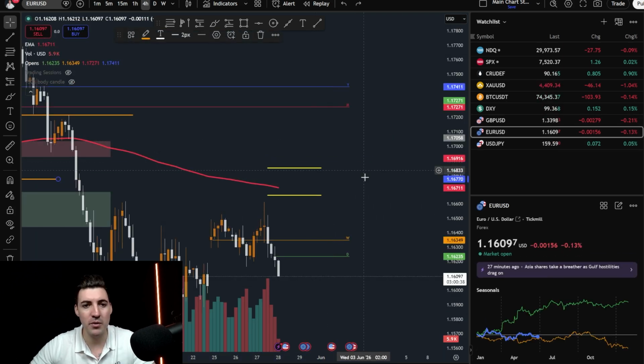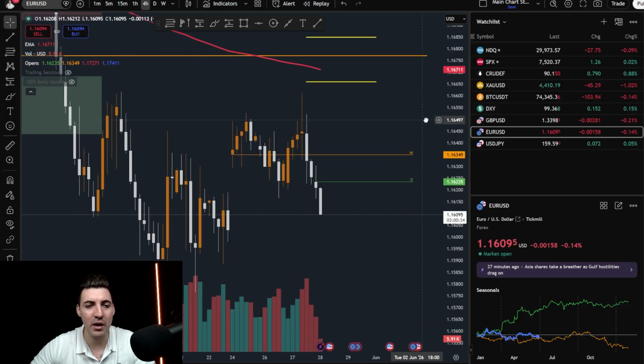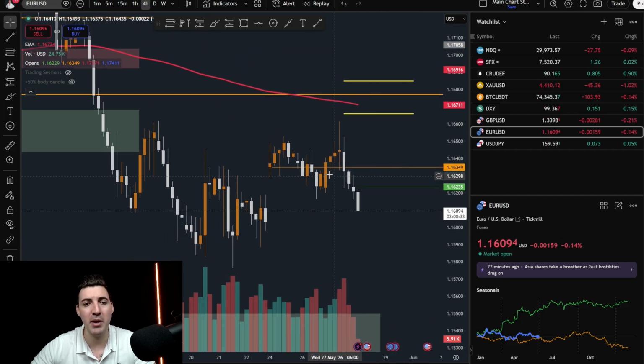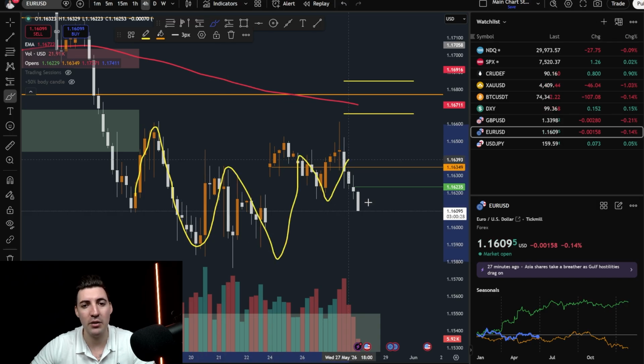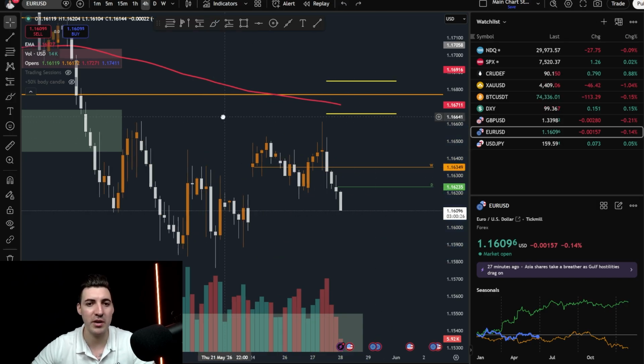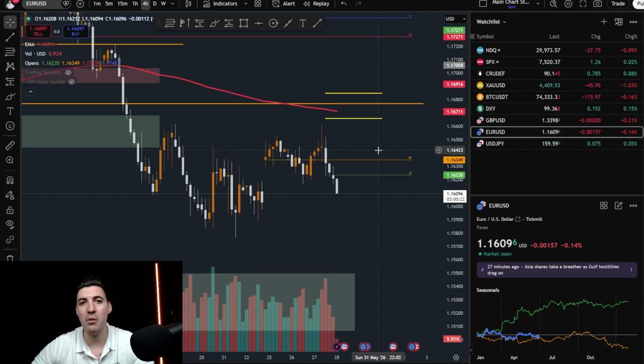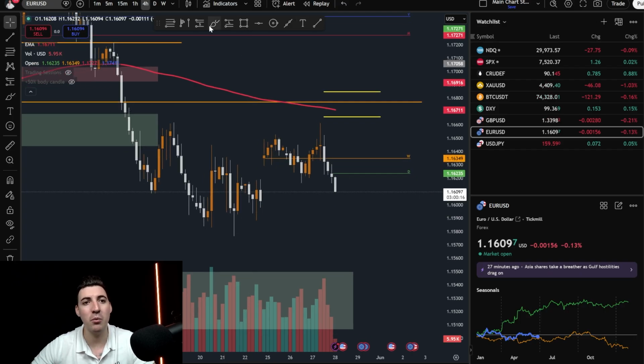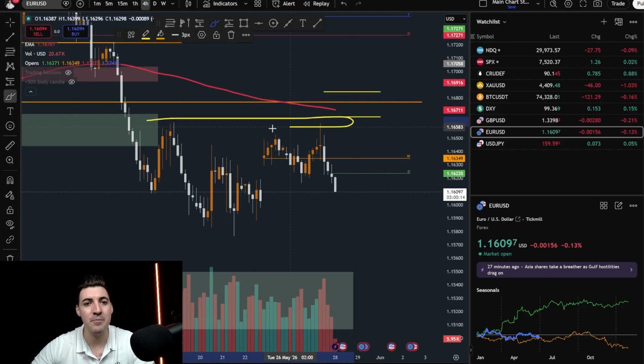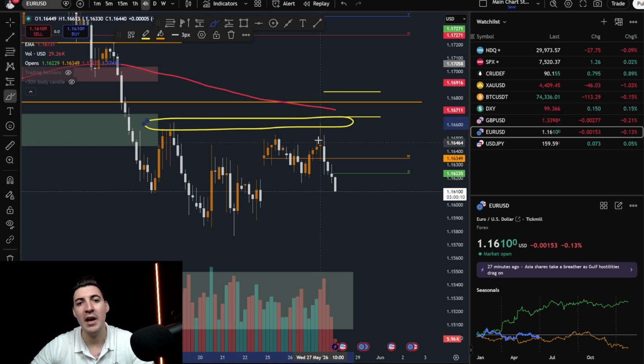Heading over to euro dollar, we can see a very similar pattern beginning to emerge. We have just been in this awful amount of consolidation throughout most of this week, so it's been a very frustrating time for any of you euro traders. But considering that we are also looking at a bearish British pound, then we're likely going to be looking at a bearish euro dollar. And so what we can quite clearly see is that the price is failing to break above these highs. It's failing to create new higher highs, and it's constantly being rejected back into the downside.